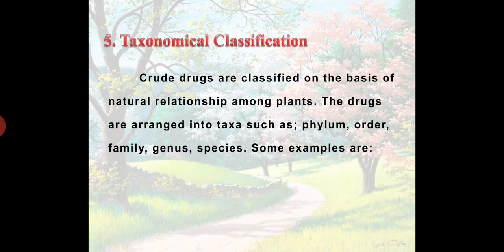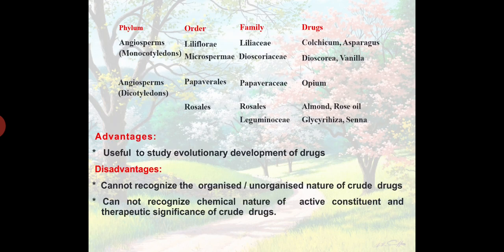taxonomical classification, in which drugs are arranged into phylum, order, family, genus, and species. Like we can see in these examples, monocot angiosperms, colchicum and asparagus belong to the same family, that is Liliaceae, and dicot angiosperms, Glycyrrhiza and senna belong to the Leguminosae.